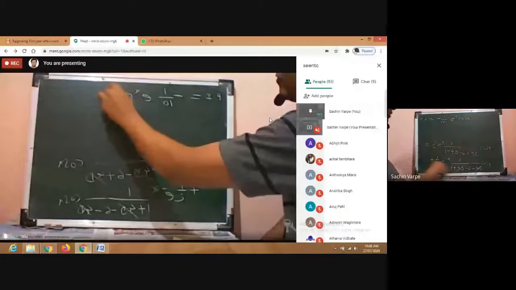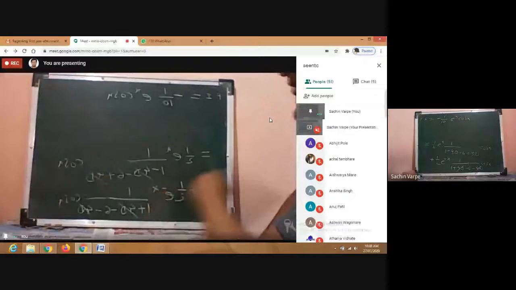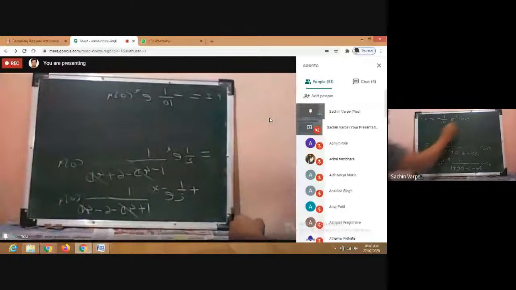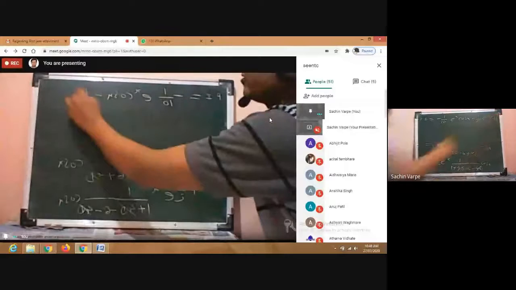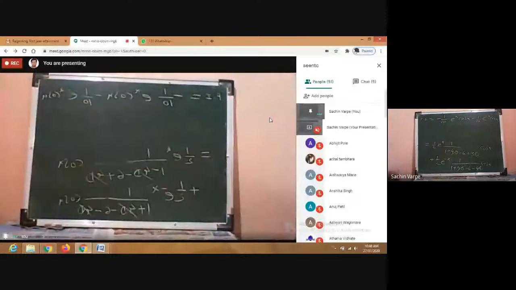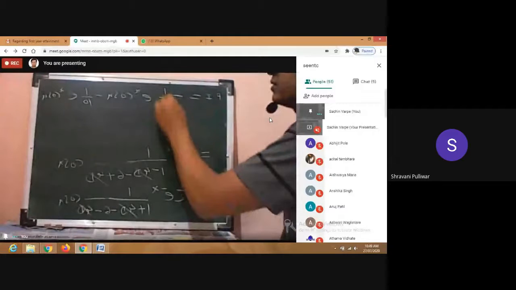1 by 10 e raised to x cos x. And here it is again minus 5. So minus 1 by 10 e raised to minus x cos x. Please check. Sir, if I take it further, simplifying, it's becoming minus 1 by 5 cos x cosh x.